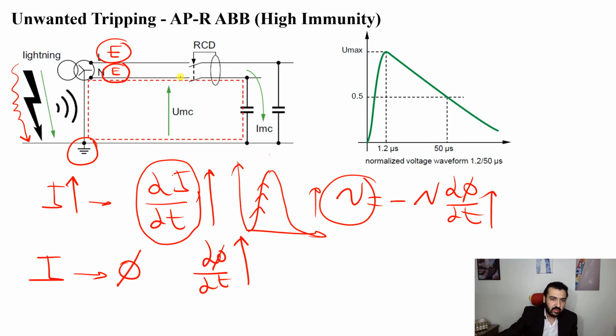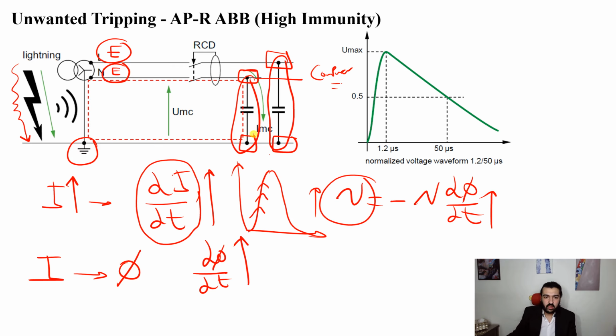So why would I care about this? Because let's say we have some electronic equipment, like computers, that has input filters. See this filter between phase and ground, between neutral and ground. This filter has a capacitance C. Now what is the problem here? The problem is that this voltage will be looking like this. This induced voltage changes very quickly, a voltage surge like this.